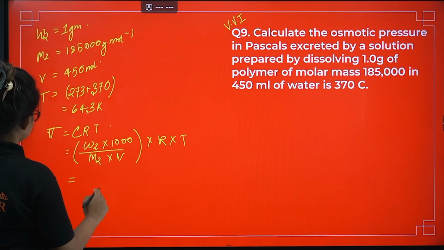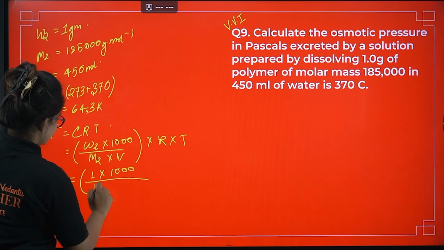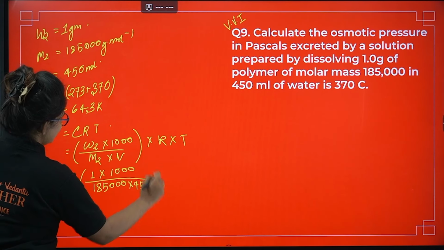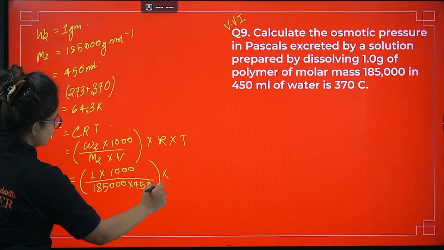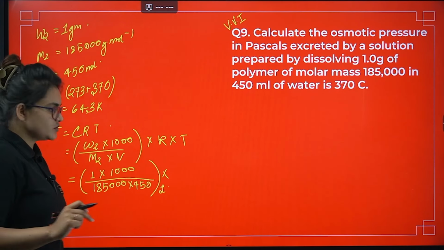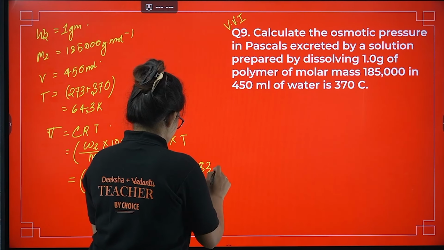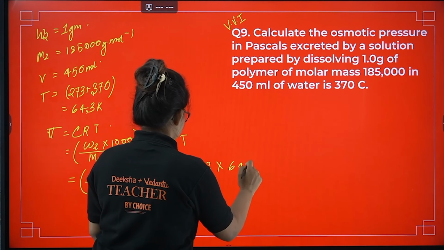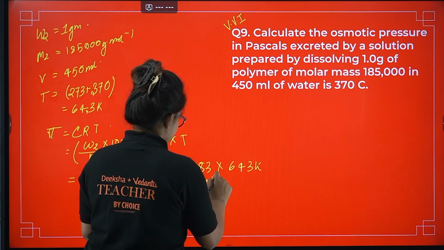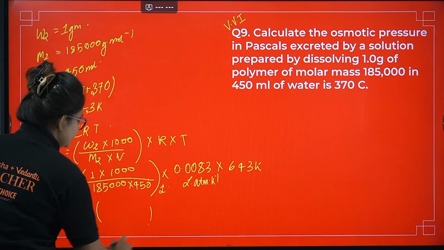So W2 is going to be 1 gram, into 1000 divided by molecular weight, which is given as 185,000, into volume, 450 ml, into R value. Overall it will come up to be liter, so if you have to put the R value, then you have to take the liter atmosphere unit, which is basically 0.0083, into 643 Kelvin. So it's liter atmosphere per Kelvin, everything will cancel out here and you will get the pi value in atmosphere.